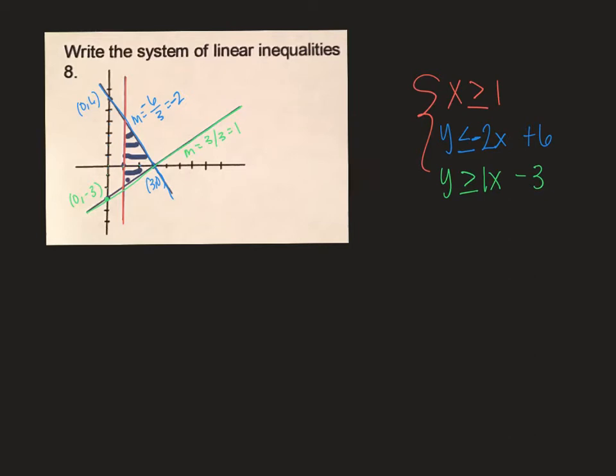Okay, so all you're doing is finding slopes and y-intercepts so that you can write the equation. And then once you have the equation, you just have to figure out, is my inequality less than or greater than? And then if it's a solid line, add your or equal to. If it's a dashed line, no or equal to.